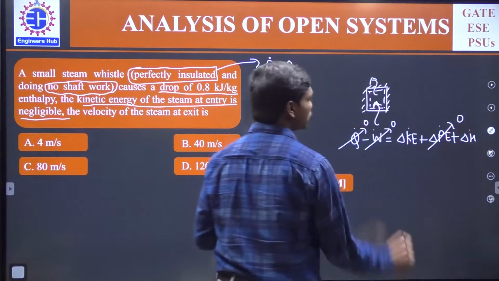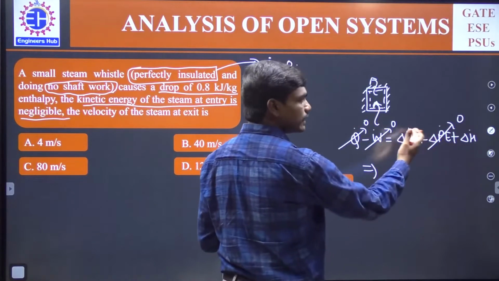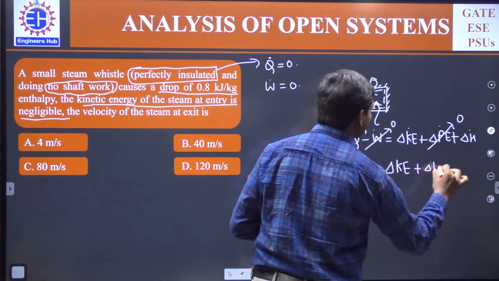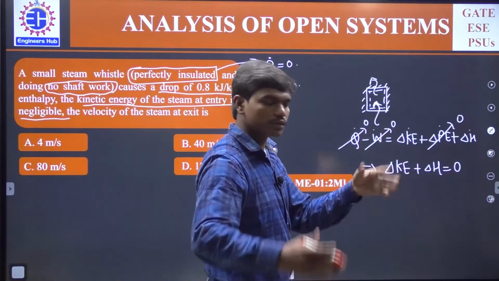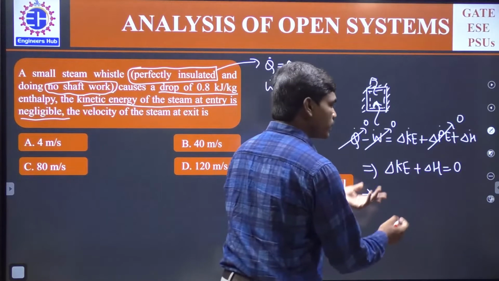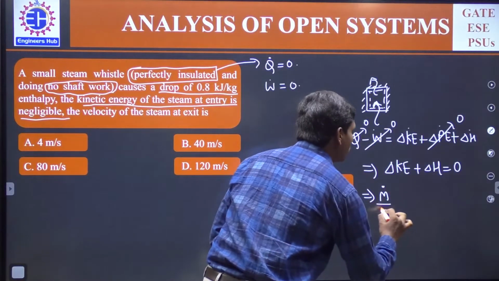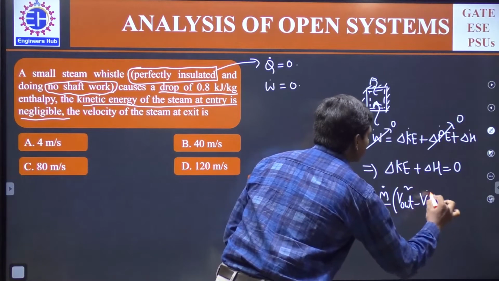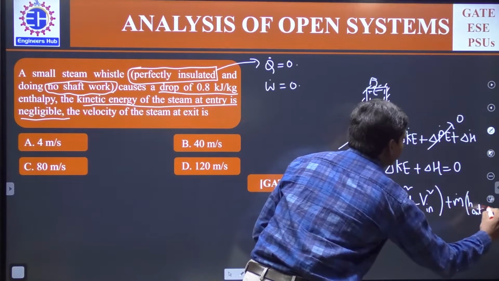So if these three are 0, then delta KE dot plus delta H dot is also 0. So if I write in terms of normal values, delta KE plus delta H is equal to 0. This equation is in watts, but this equation is generally in terms of whole magnitudes of work. So delta KE, final minus initial, because this delta sign always denotes final minus initial, m dot by 2 into V out square minus V in square plus m dot into H out minus H.